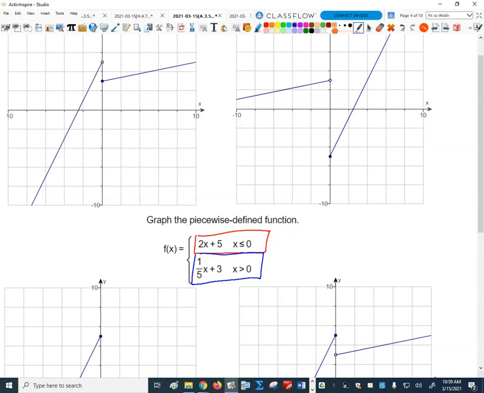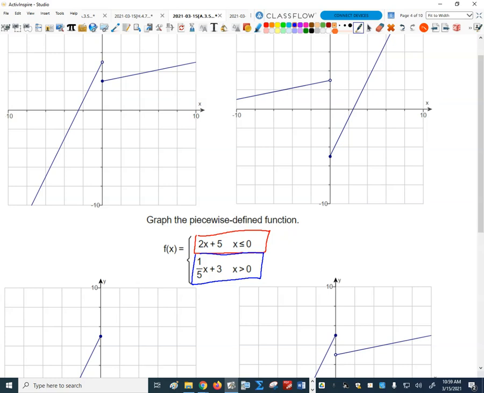Well, first of all, what's the boundary between the two pieces? What's the x value where we're transitioning between the red and the blue pieces? Type that in chat for me. What's the x value where the graph would jump from red to blue or vice versa? Okay, it's 0, isn't it? Good.